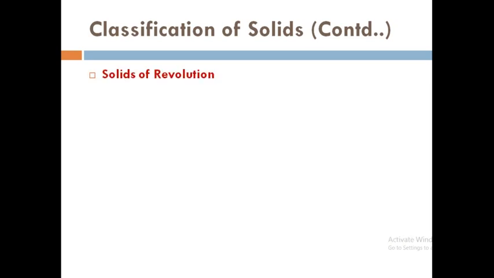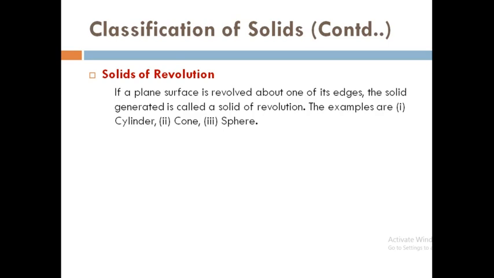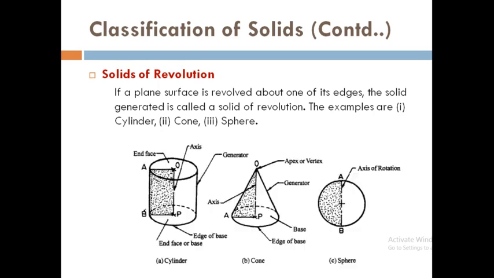Then solids of revolution. If a plane surface is revolved about one of its edges, the solid generated is called a solid of revolution. The examples are cylinder, cone and sphere. If you look into this sketch, the examples for solids of revolution are cylinder, cone and sphere. They are generated by revolving one of the edges of a plane surface.